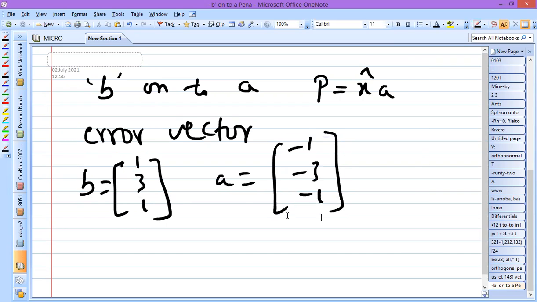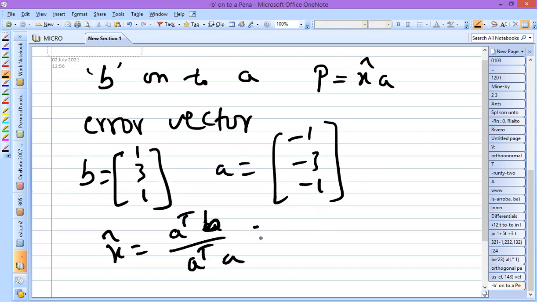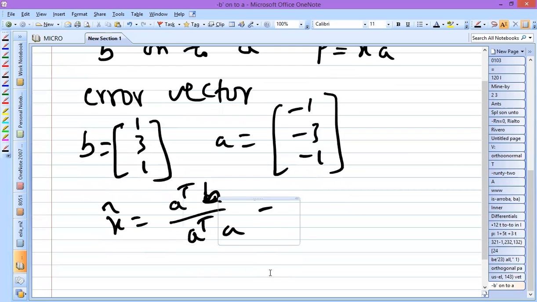Do it. So first calculate X. What is the equation for X? A transpose A, sorry, A transpose B by A transpose A. Solve this and get the value for X and then calculate P.